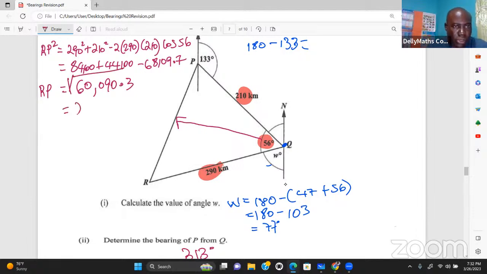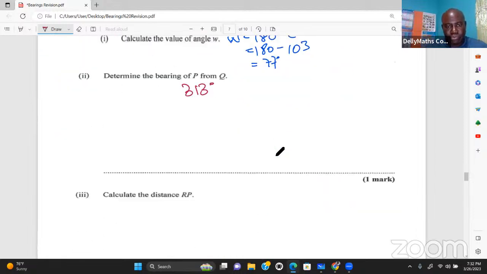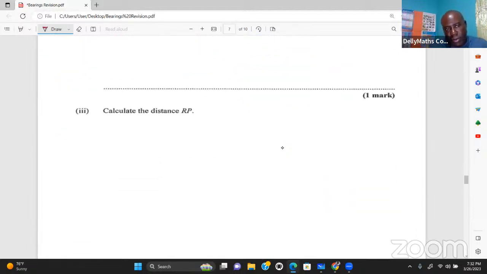And I'm getting 245.1 km. So this is 245.1 km. All right. So there it is. We would have found that right there.